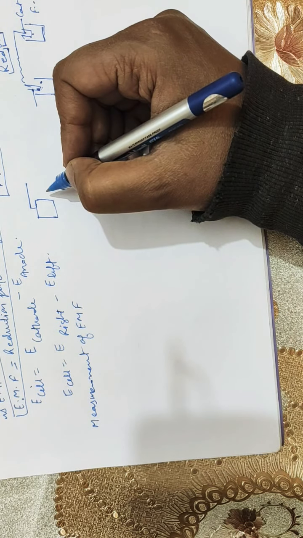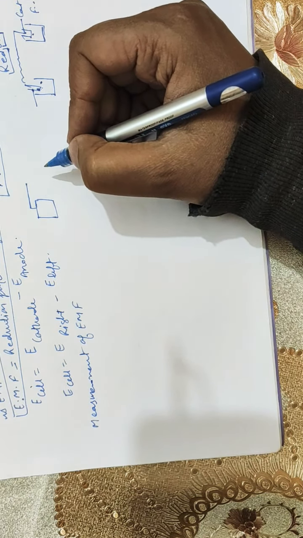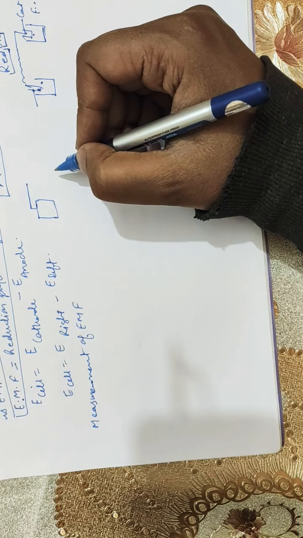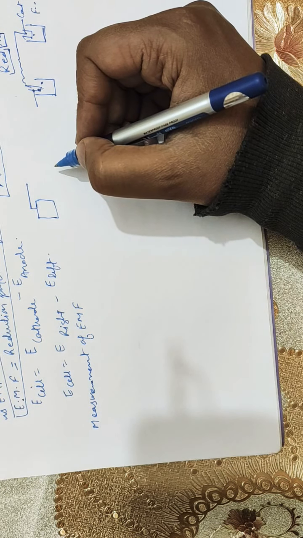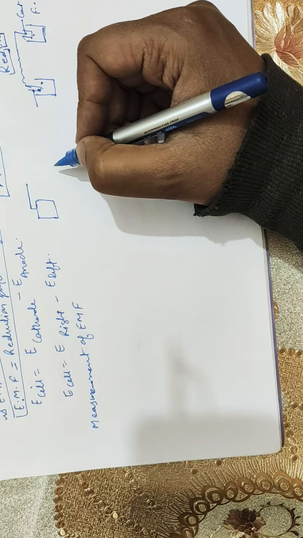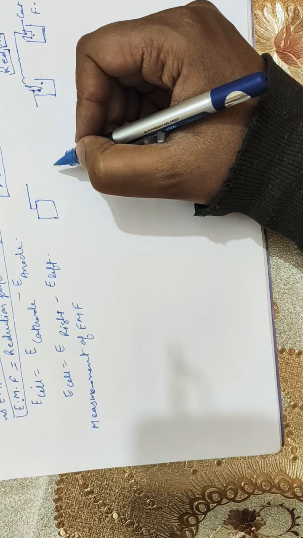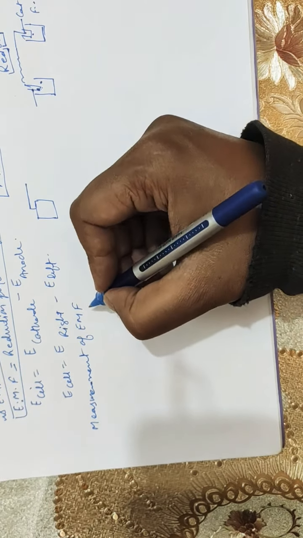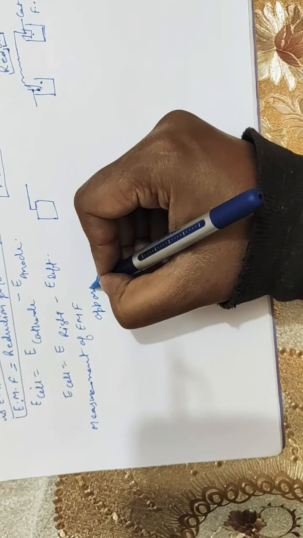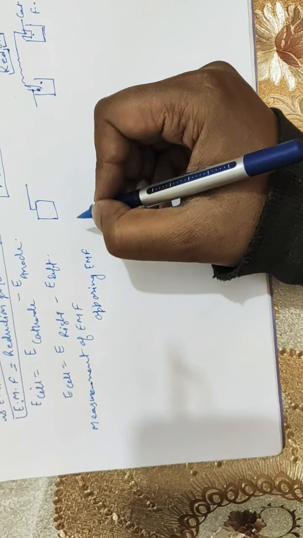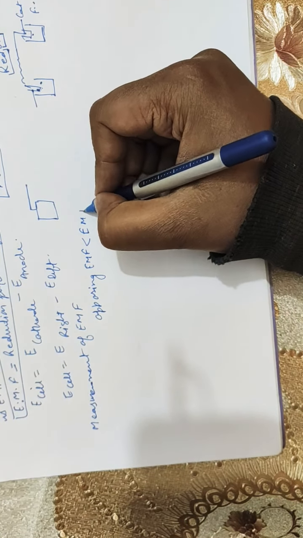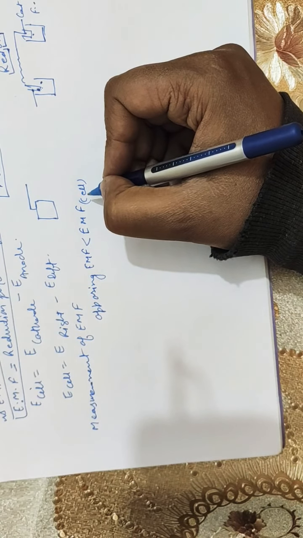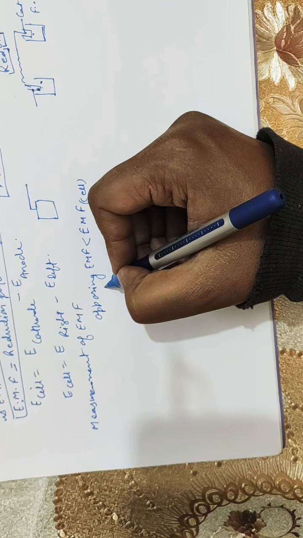A reversible cell must satisfy the following conditions. First, if it is connected to an outside source of EMF exactly equal to that of the cell and acting in the opposite direction, then no chemical reaction should occur within the cell and no current is given out by the cell. Second, when the opposing EMF is infinitesimally smaller than the EMF of the cell, this is the condition for the reversibility of the cell.